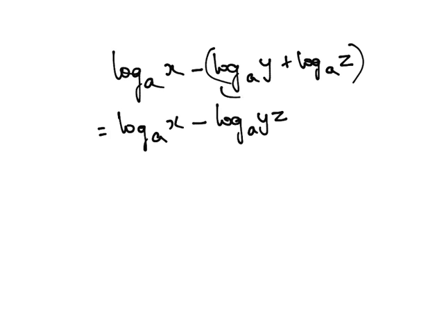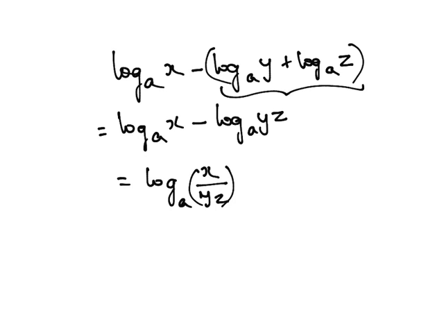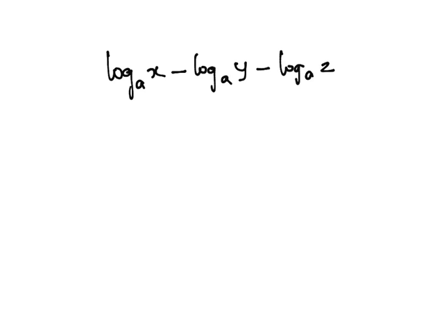That means I have used the product rule here. Now next I write log x divided by yz to the base a. Now this is absolutely correct. But what if you have something like this? Let's say you have log x to the base a minus log y to the base a minus log z to the base a. Now how do we do this problem?